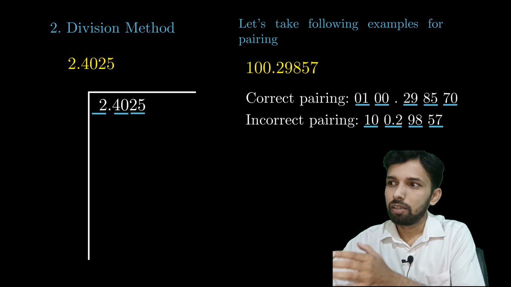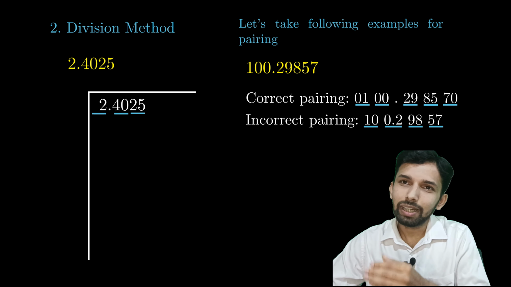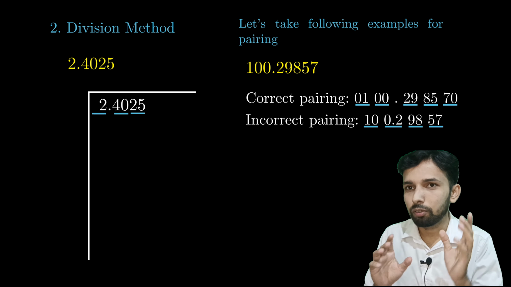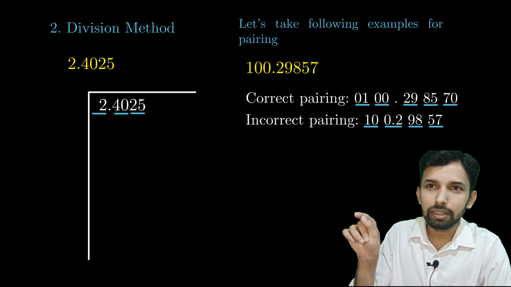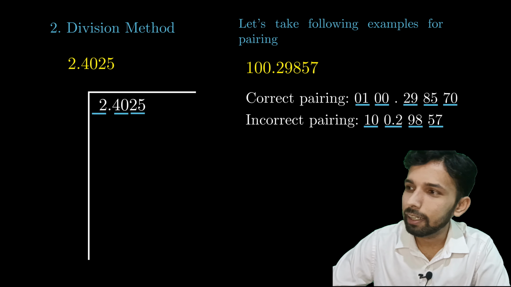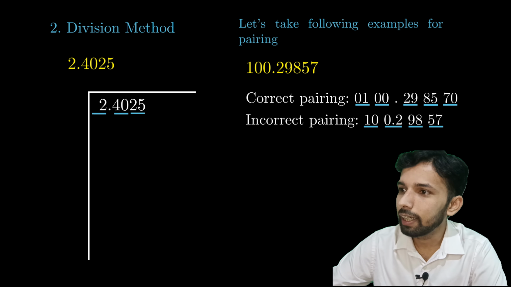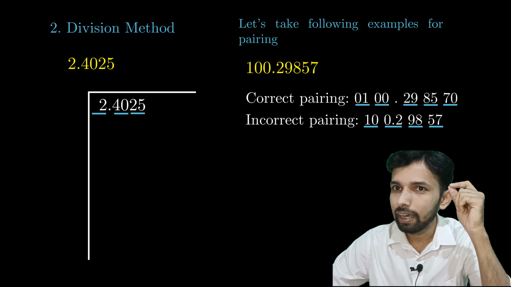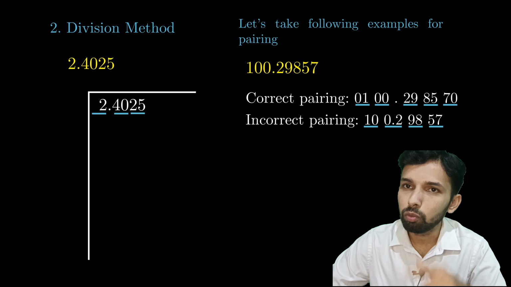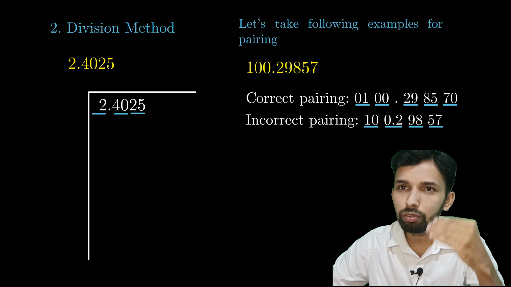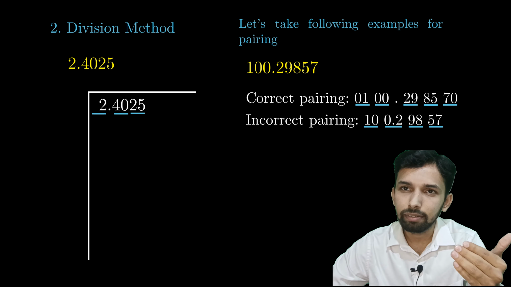100.29857. So you may be prompted to start from the left, as I told you earlier, but that was for the whole number part. For the decimal part, we pair the digits like this. You can observe the correct pairing and incorrect pairing. In the correct pairing, you may also notice that at the end, I have added 0. For the whole part, it is optional, but for the decimal part, it is compulsory. Otherwise, you will just bring down 7. Don't do that.